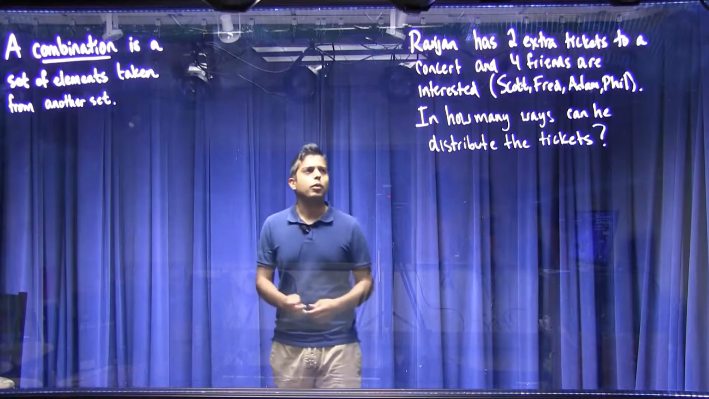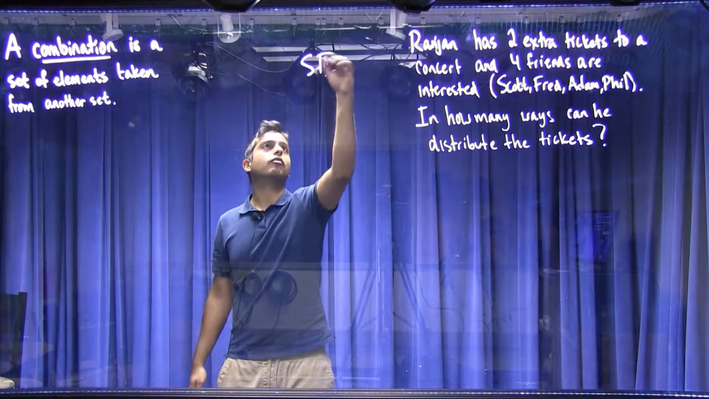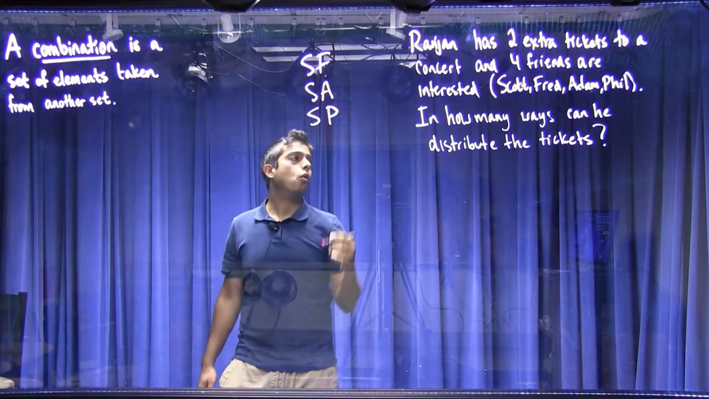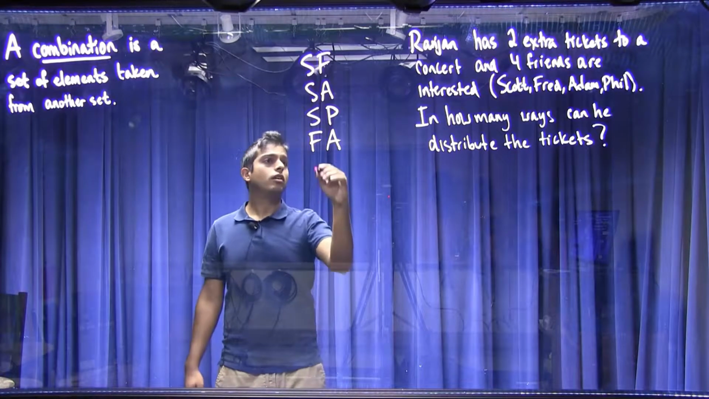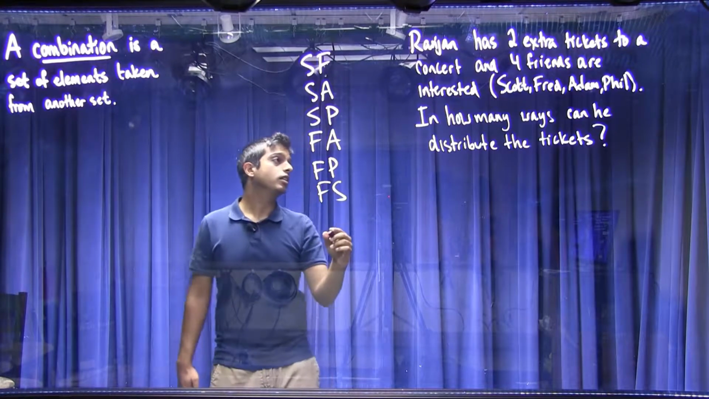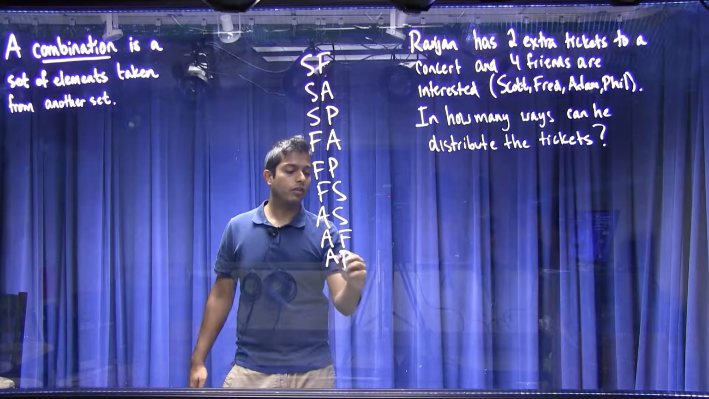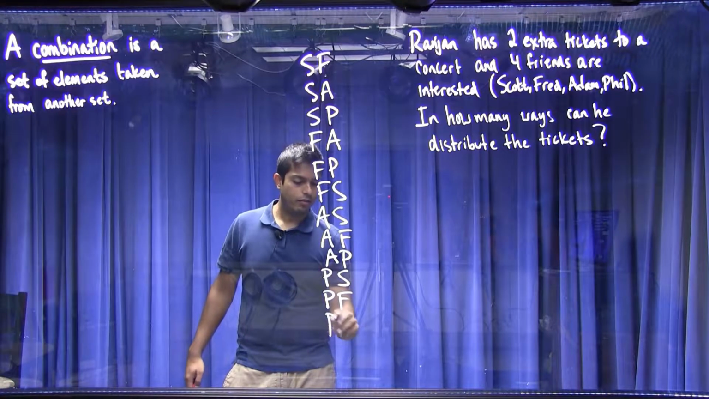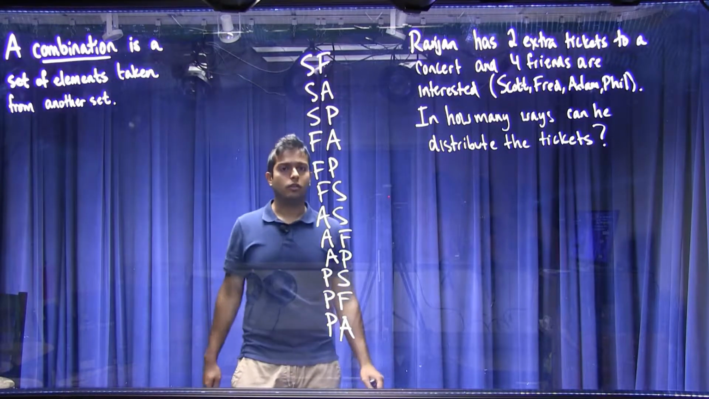So this might sound like a problem that we've already done before, so let's try to do it. I could give the tickets to Scott and Fred, Scott and Adam, Scott and Phil, or I could give them to Fred and Adam, Fred and Phil, Fred and Scott, or Adam and Scott, Adam and Fred, Adam and Phil, or finally Phil and Scott, Phil and Fred, Phil and Adam. So if we list them all out, it looks like there are 12 ways to do this.